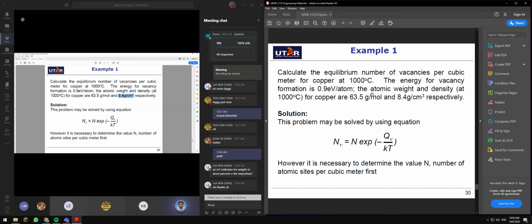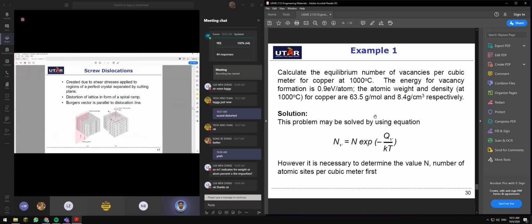So they ask you to calculate the equilibrium number of vacancies per cubic meter. Per cubic meter, so you need to change everything to meter. But the density given here is in centimeter cube. This is where students make a lot of mistakes during the final exam. You need to change the units. All right, now let's see the formula. The formula is here.